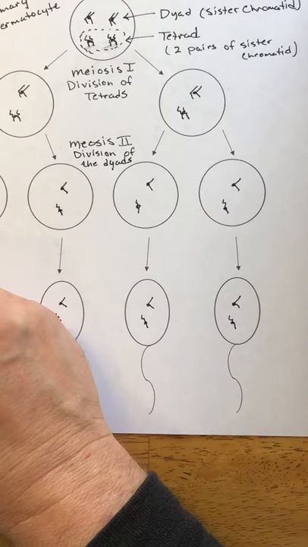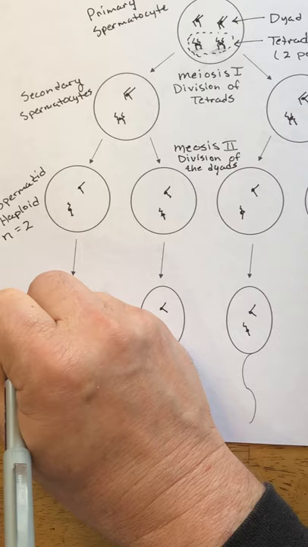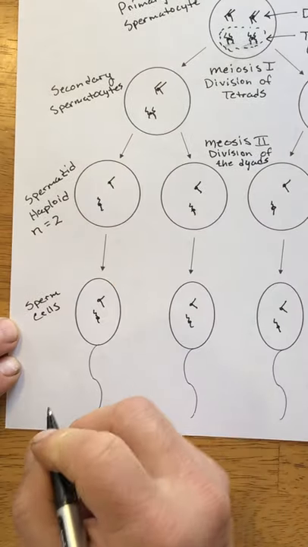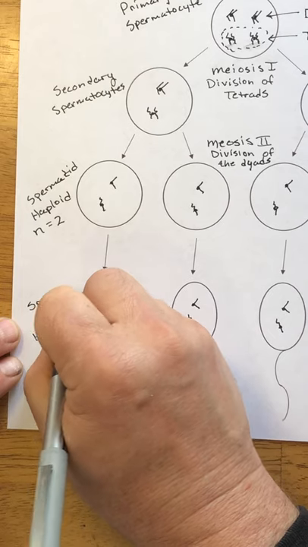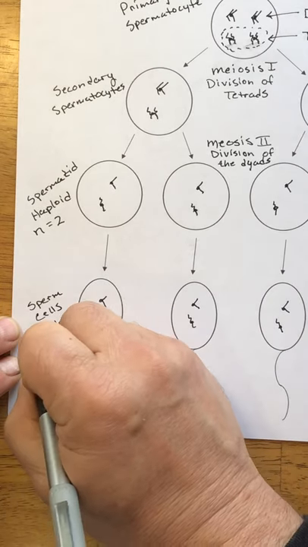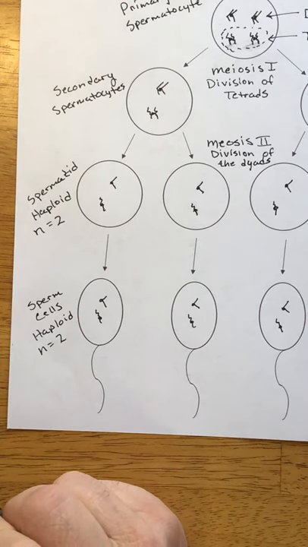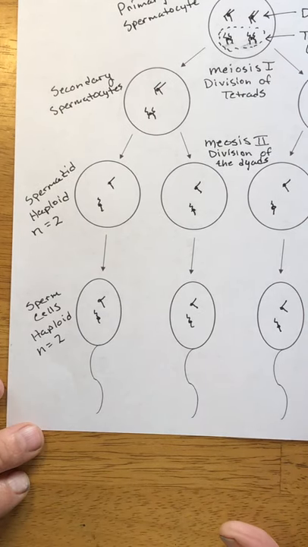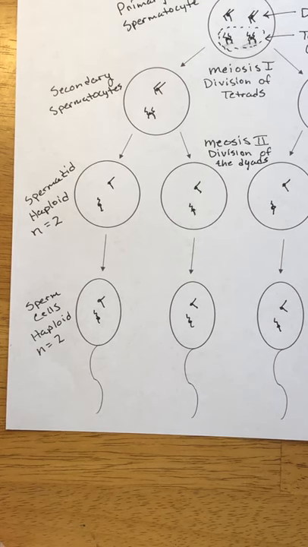And so these are the sperm cells. They're haploid, and we could show the chromosome count as N equaling 2. The sperm cells also will have a lot of mitochondria, high energy demands.